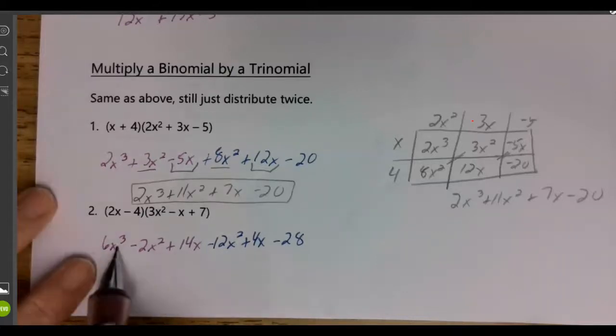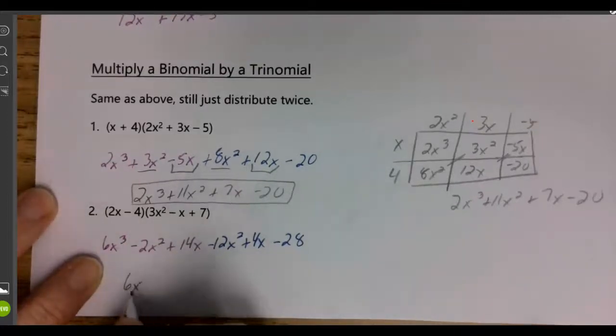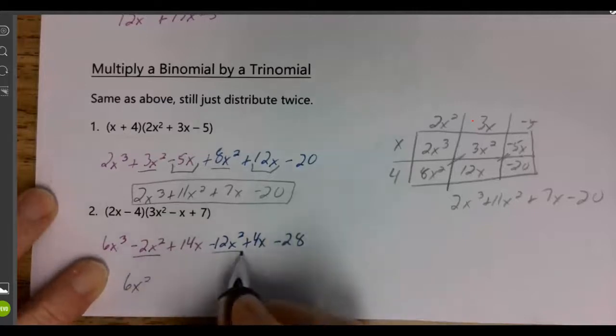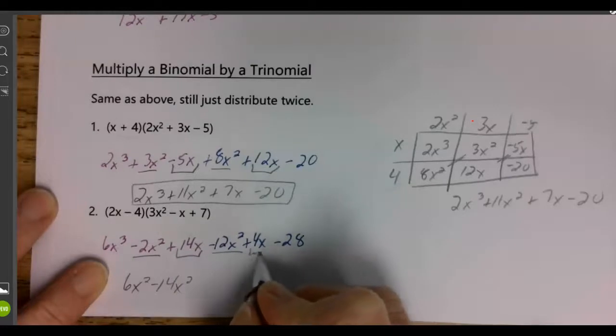Now we're going to combine like terms. I start off with the x cubed. You might have also done it by the box method. That would be great. Negative 2x squared, negative 12, 14, and 4, minus 28.